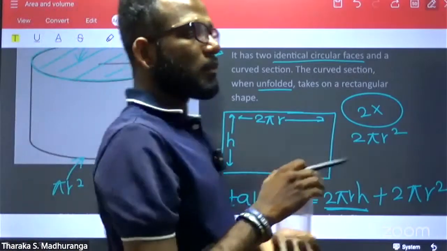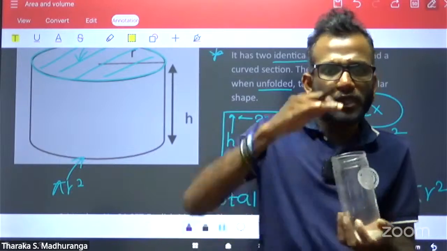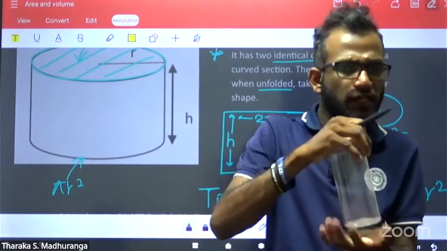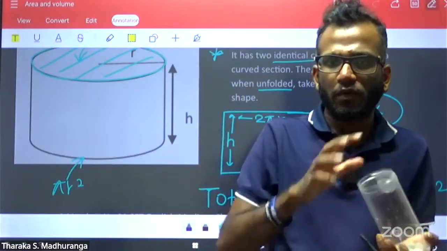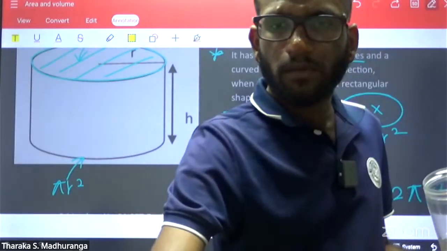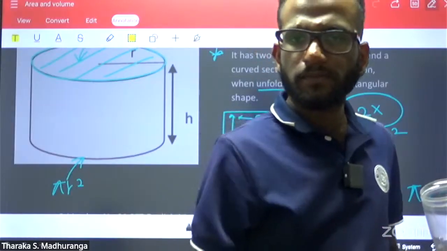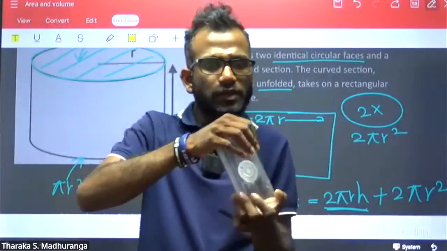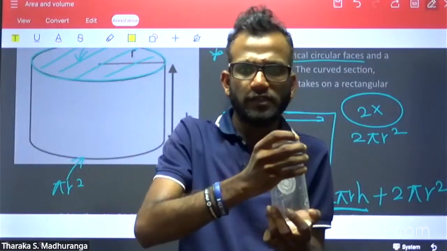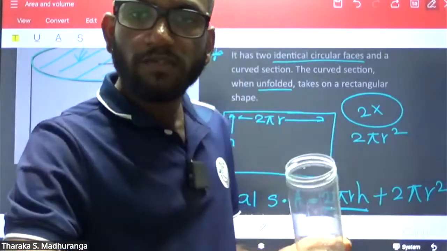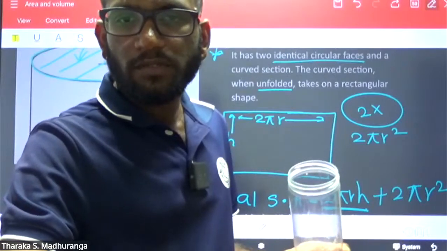Okay, if I got this type of cylinder without lid and without base, think it doesn't have a base, only curved surface, what is the equation? Only curved surface, without lid or base, circular surfaces. Then what is the equation to get the outer surface area? 2πrh. Very good. It is 2πrh.